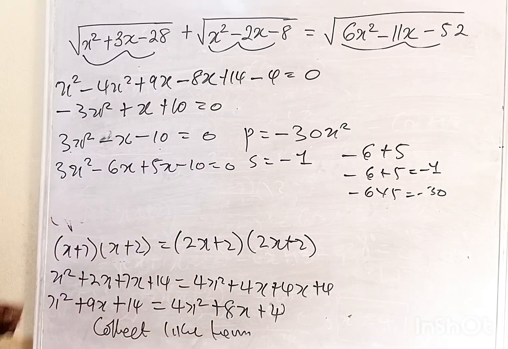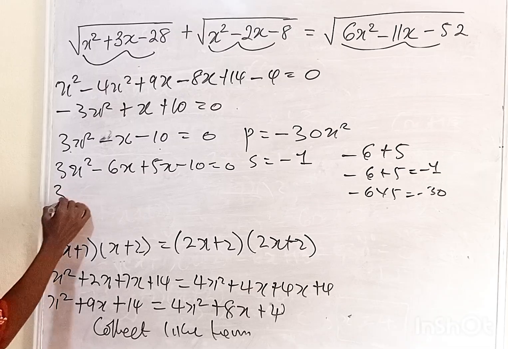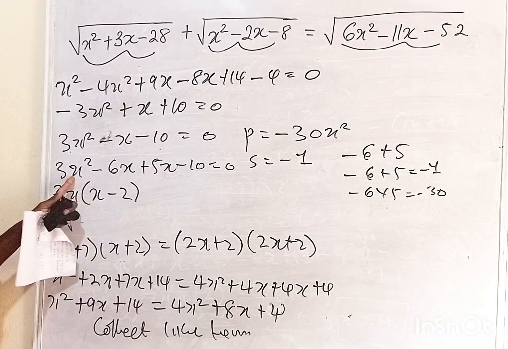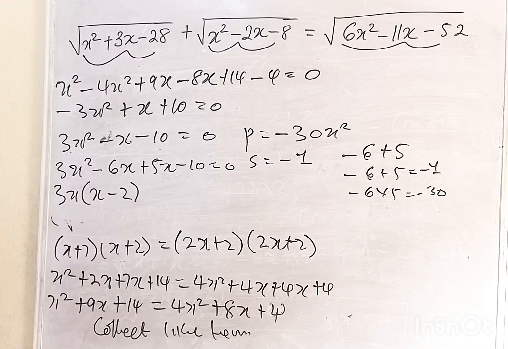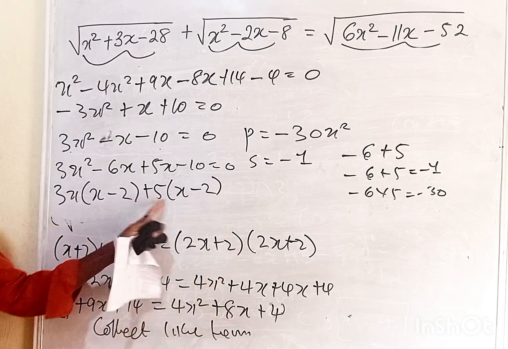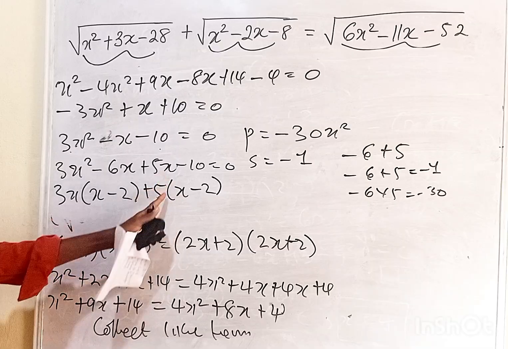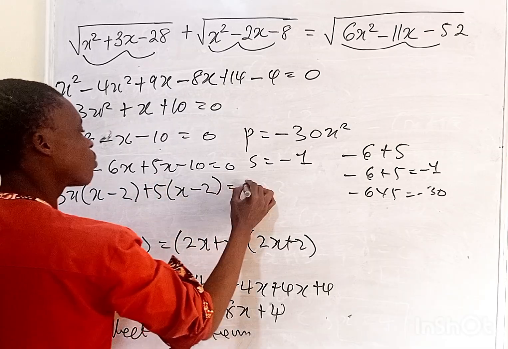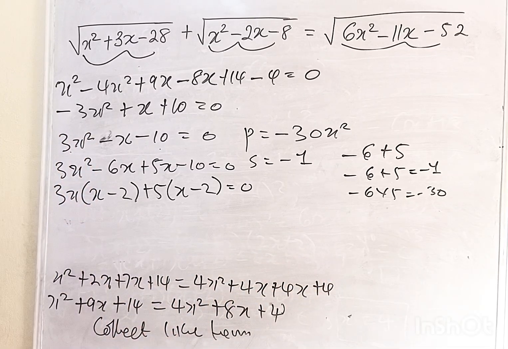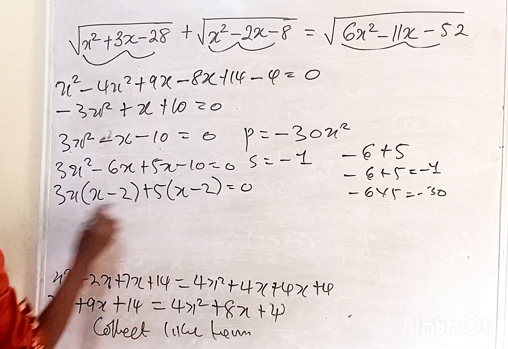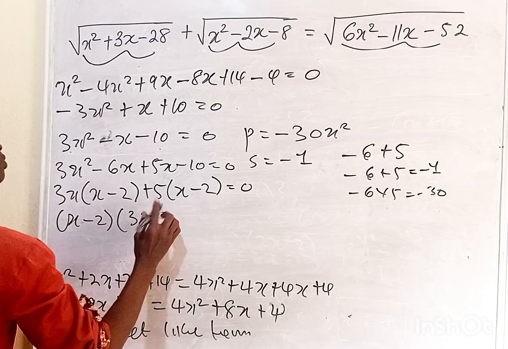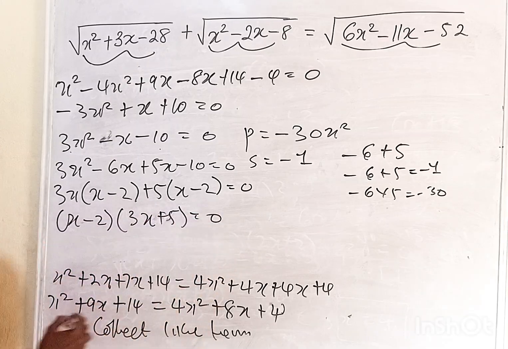So if we factorize this, we have 3x into bracket x minus 2, because 3x times x gives us 3x squared. 3x times this equals 6x. So from here, plus 5 is coming out, and x minus 2, because 5 times x here gives us 5x, 5 times 2 here gives us 10, and this equals 0. So from here, clearly, we'll take this one outside since they are common terms. We'll take one of them. x minus 2, 3x plus 5 equals 0.